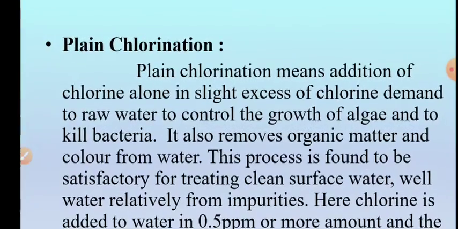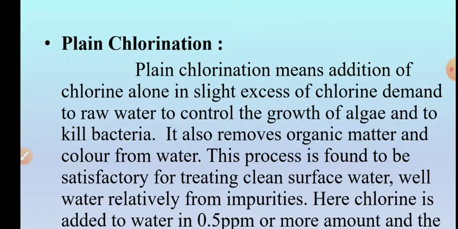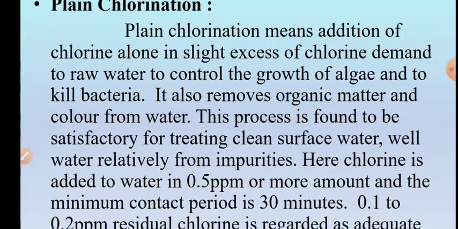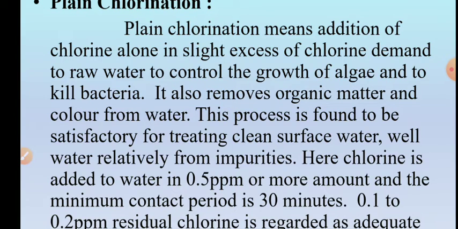As the name suggests, plain chlorination means when only chlorine is added to water, no other treatment is given. So plain chlorination means addition of chlorine alone to water in slight excess of the chlorine demand. What is chlorine demand? The amount of chlorine required for complete disinfection, complete killing of microorganisms, removal of odor, color, turbidity and all. So when you add only chlorine to water in slight excess of chlorine demand to control the growth of algae and to kill bacteria, it is called plain chlorination.